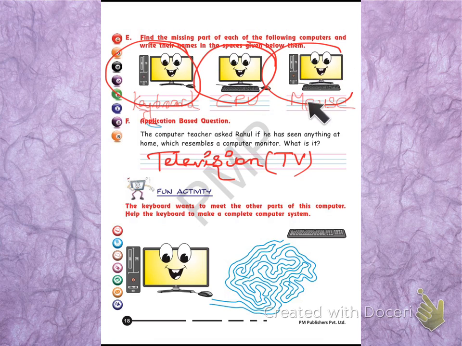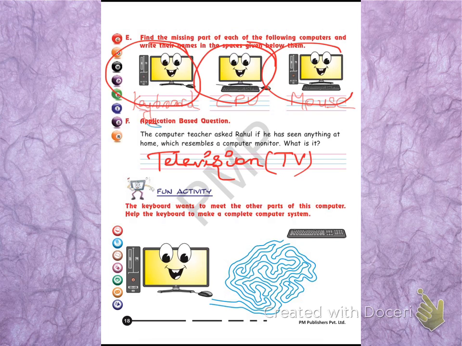Okay. Now here in this case, a mouse is missing, which was kept over here. See the previous diagram? The mouse is kept over here, no? So here, as the mouse is missing, we will write here mouse. So in the first diagram, keyboard was missing. In the second diagram, CPU was missing. And in the third diagram, we saw mouse was missing.